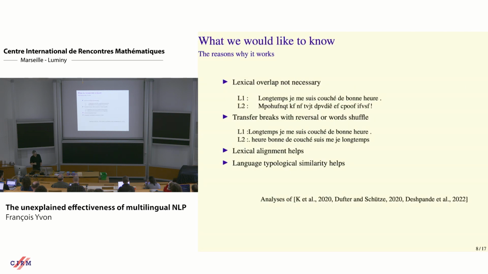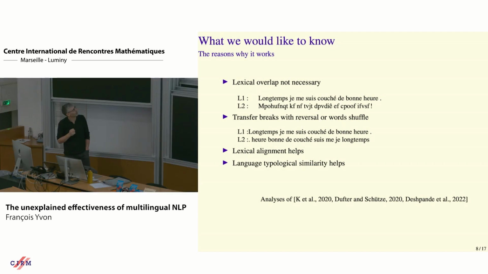So now, what linguists, or people who are interested not only in scores or performance figures, but also try to understand how this model works, there have been studies that try to really dig into the reason why these models were successful. So the first observation is that probably lexical overlap is not necessary. And this is something we did.